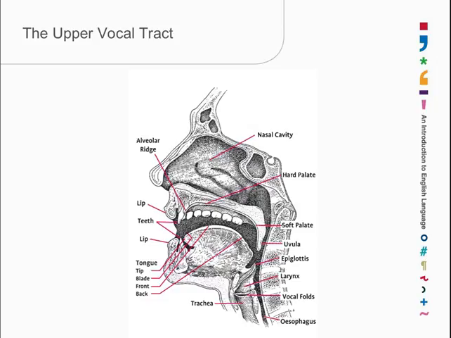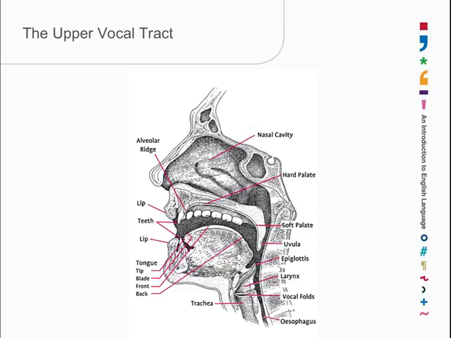When you say ah, your tongue is down as far as it can go, and the dentist and the doctor can then see right down the back of your throat to see if you've got any redness if you're a doctor, or how your back teeth are doing if you're a dentist.